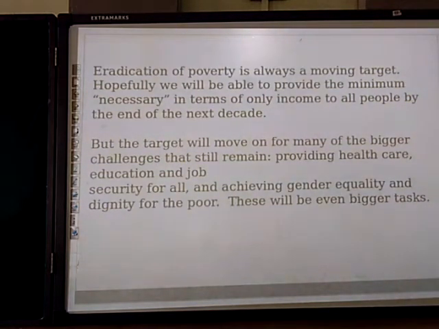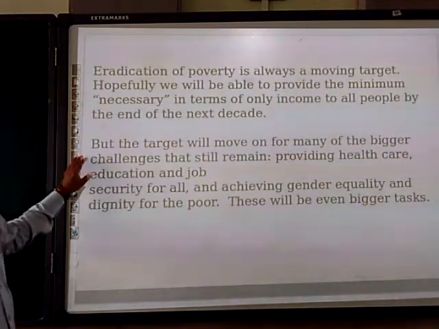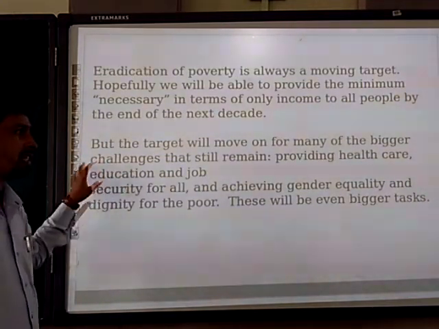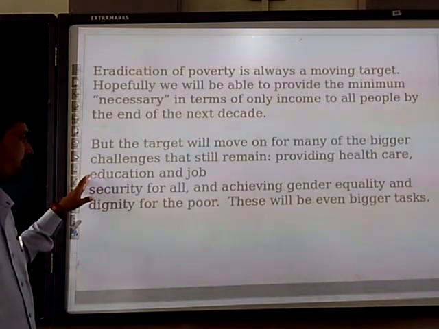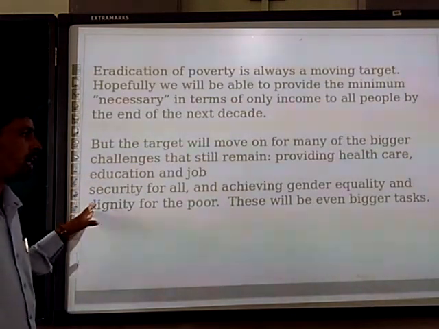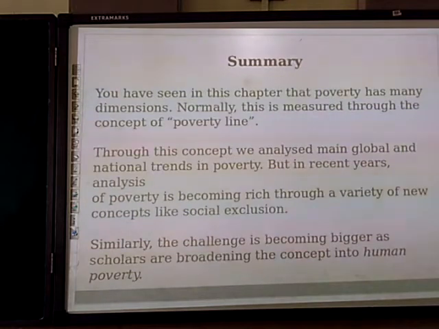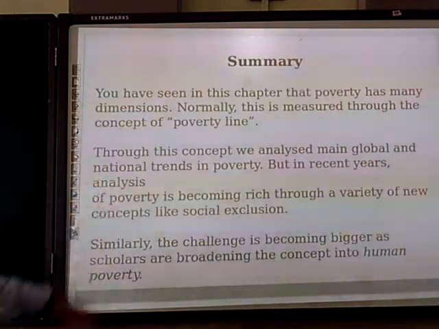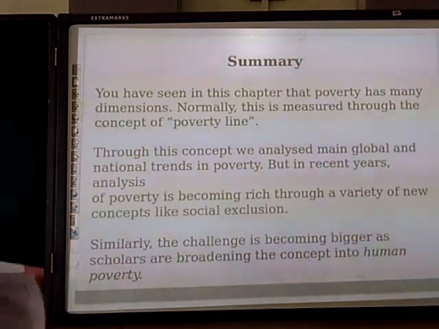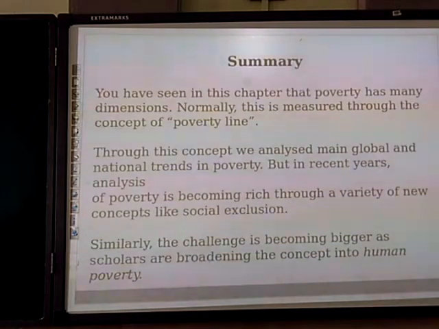Hopefully we will be able to provide the minimum necessary income to all people by the end of the next decade. But the target will move on to the higher, bigger challenges that still remain: providing healthcare, education and job security for all, and achieving gender equality and dignity for the poor. There will be even bigger tasks. This is the summary. It has been placed in the textbook itself. You can go ahead and read the summary.